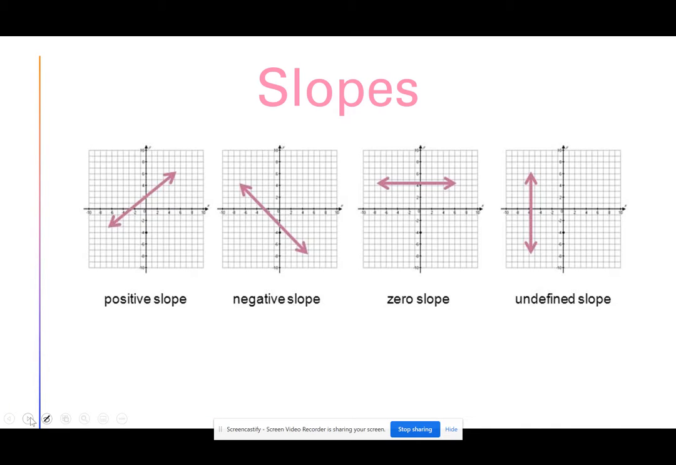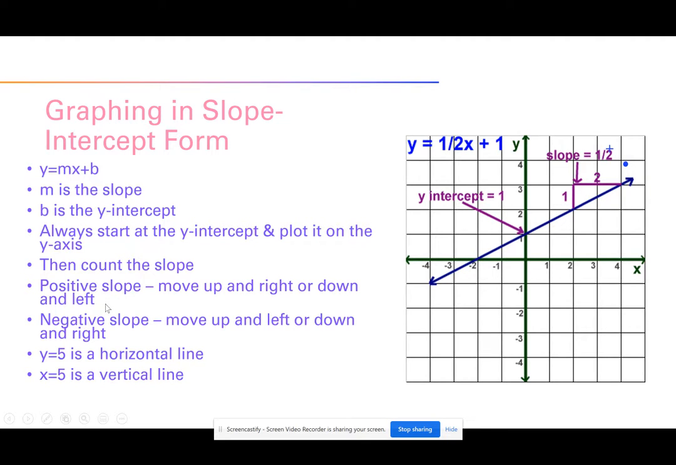So with slopes, when you have a positive slope, it's always rising from left to right. Negative, it's decreasing. 0, it's a horizontal line, and undefined, it's a vertical line. So you probably remember y equals mx plus b. It's probably burned into your brain. So your m is the slope of the line, and your b is your y-intercept. So you always start at your y-intercept, your b, and then you count the slope.